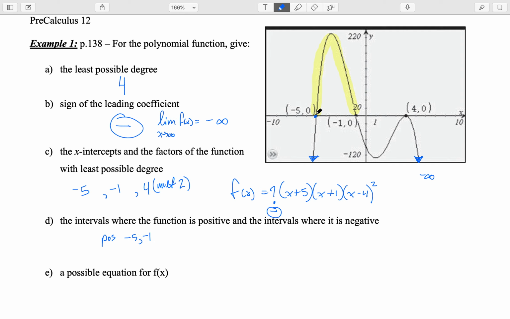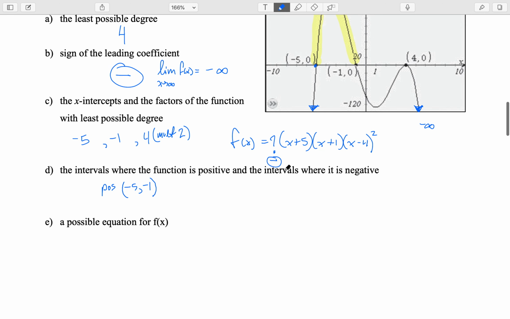Are we including the points? No, because that's where it's actually equal to 0. So we shouldn't include these points. 0 is not positive. It's certainly not negative, but it is not positive. Okay, and where is it negative?